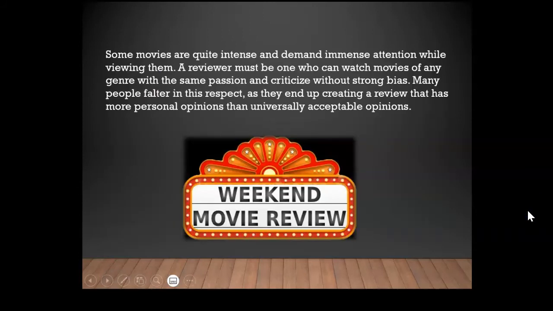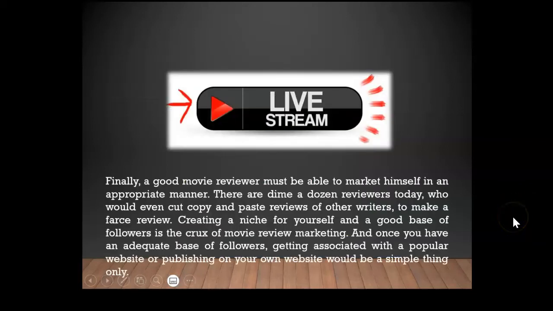Some movies are quite intense and demand a lot of attention while viewing them. A reviewer must be one who can watch movies of any genre with the same passion and criticize without strong bias. Notice that I said strong bias, not no bias at all. Many people falter in this respect, and they end up creating a review that has more personal opinions than universally acceptable opinions. You're going to have to find your own balance.